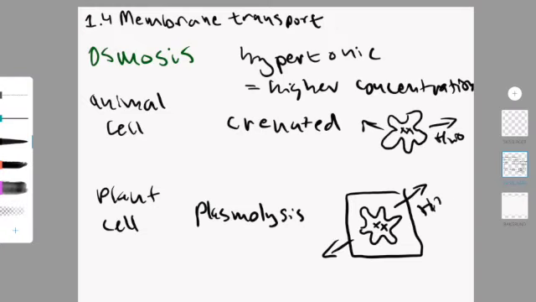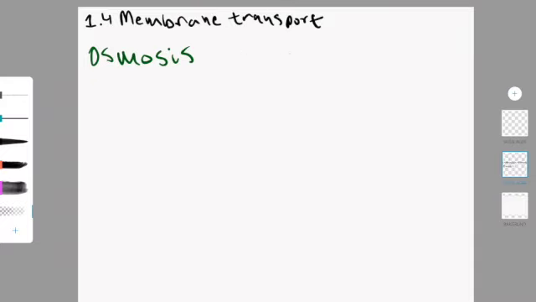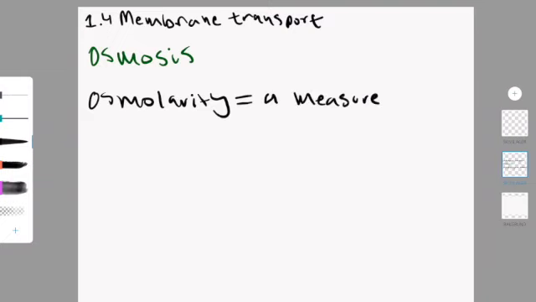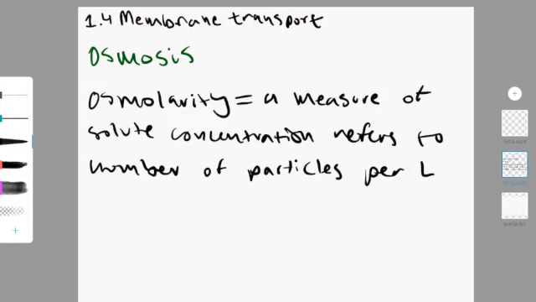So let's talk about estimating osmolarity. Osmolarity is a measure of solute concentration, which refers to the number of particles per liter in the solution. So the unit is Osm per liter. I highly doubt that's how you say that, but I'm going to pretend that is how it is said.